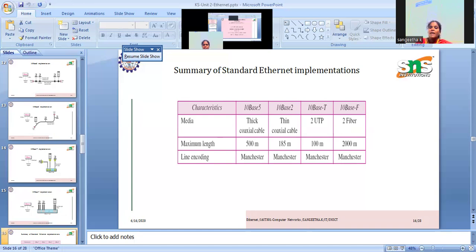So that's all about standard Ethernet. We will discuss the other generations in the next class.